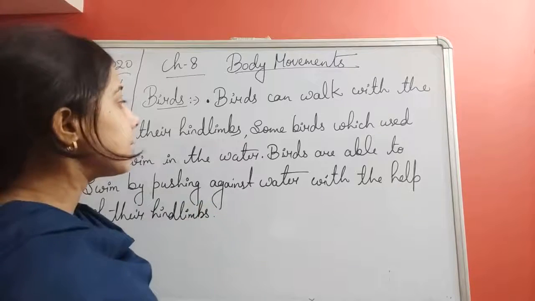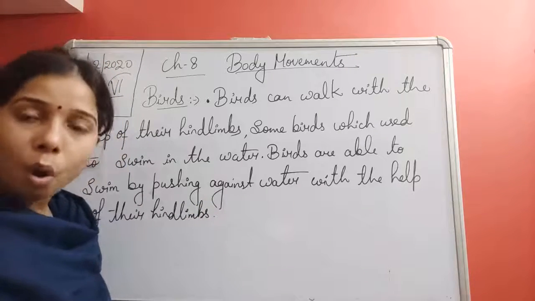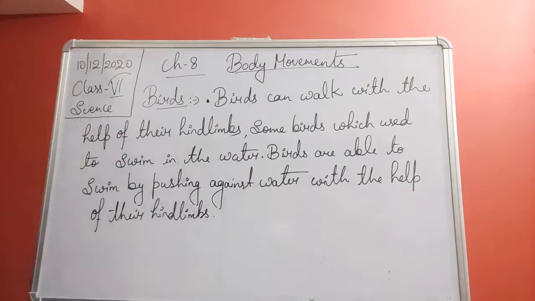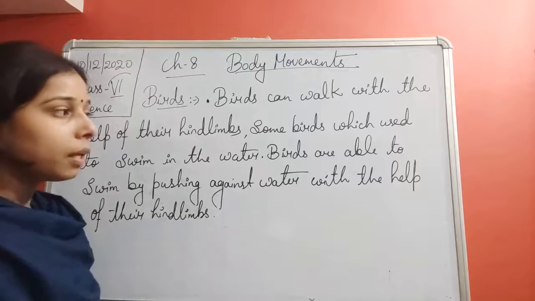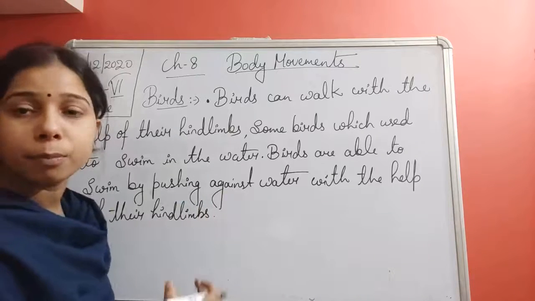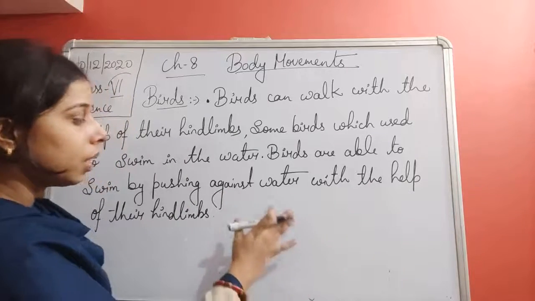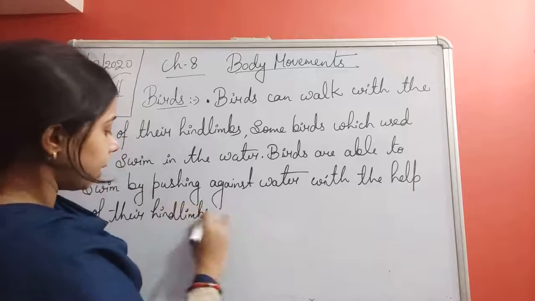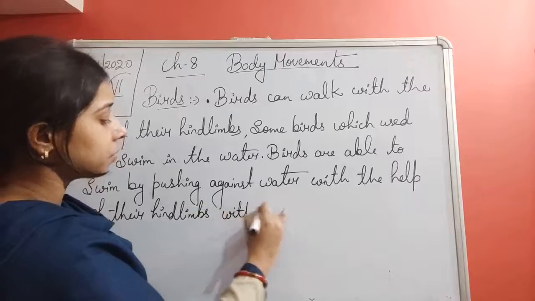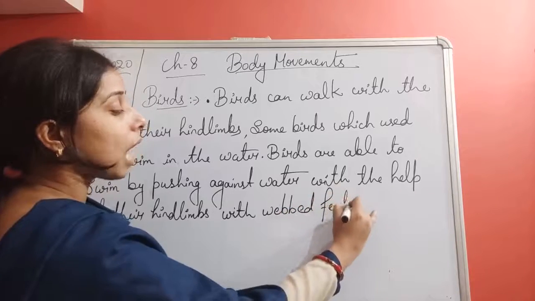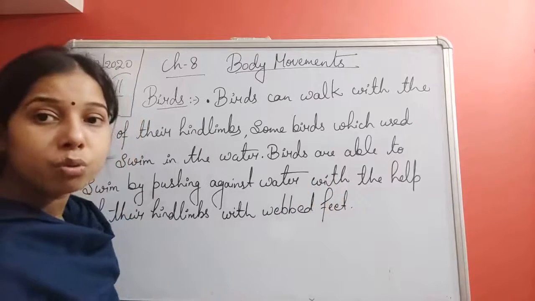So we can say that birds are able to walk with the help of their hind limbs, and they are also able to swim because of their hind limbs, which help in the swimming. They push against the water so that they can move forward, especially the birds which have hind limbs with webbed feet.